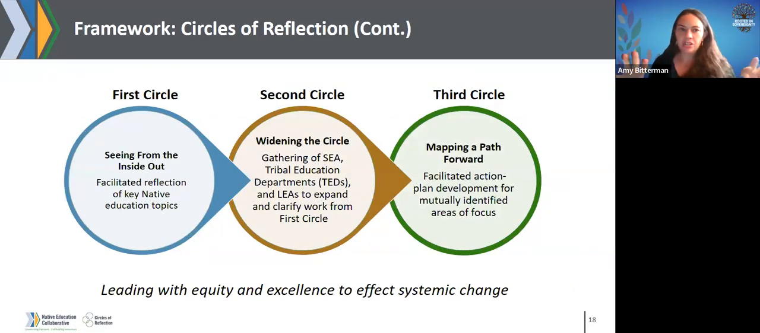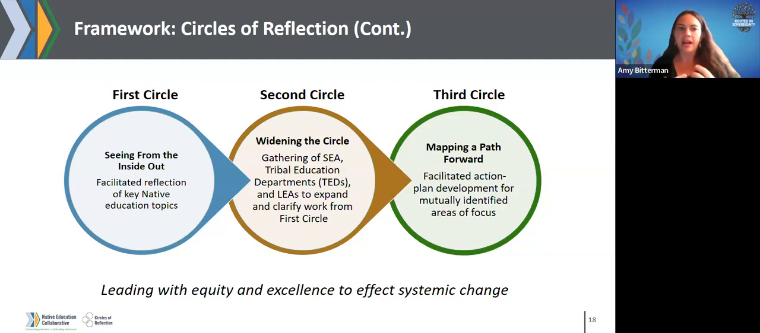So we have the 3 circles, and generally what happens in that first circle is what's called seeing from the inside out. That's where the group of interest, the tribe or the district or the state, the one who is most interested in going through this process and wanting to find out how they're doing and how they can collaborate with others to improve, meet internally for the most part.